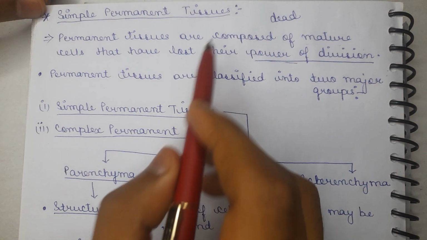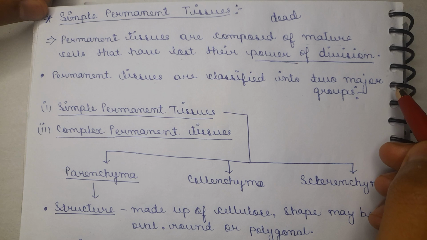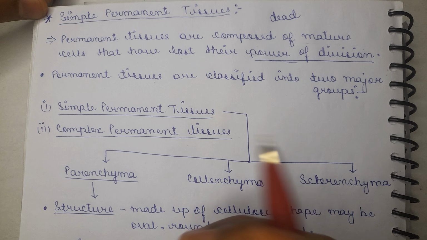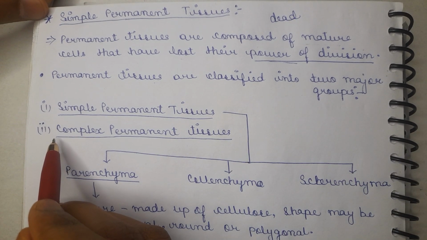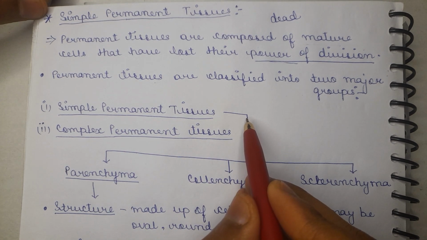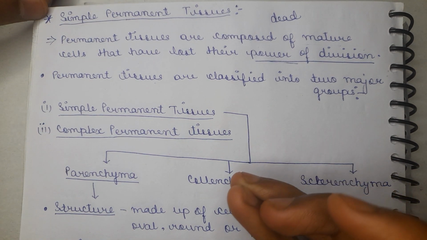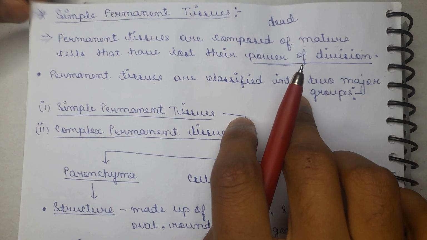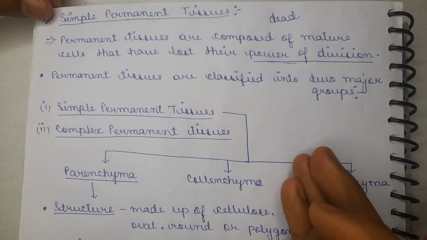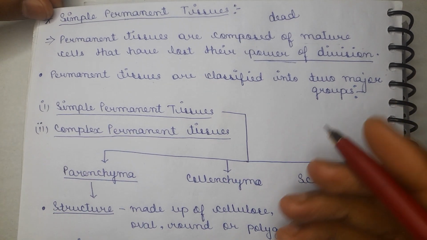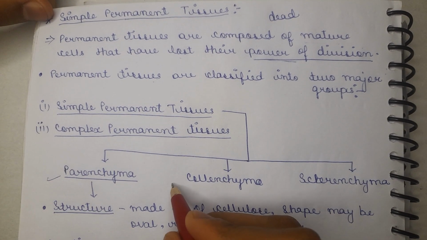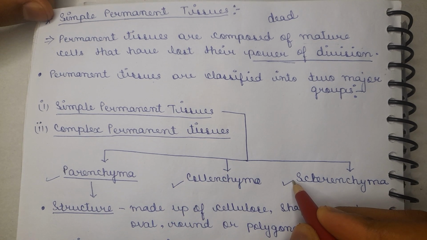Now permanent tissues are classified into two major groups. Basically we will talk about simple permanent tissue first, and after 2-3 videos we are going to talk about complex permanent tissue. Simple permanent tissues are similar types of cells grouped together to perform the same types of function. In complex permanent tissue, different types of cells are grouped together to perform specific functions. The simple permanent tissues are classified into three types. The first type is parenchyma, the second type is collenchyma, and the third type is sclerenchyma.